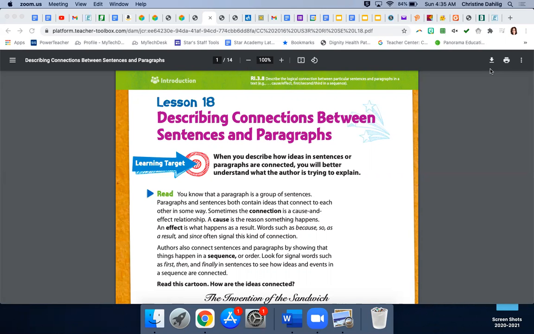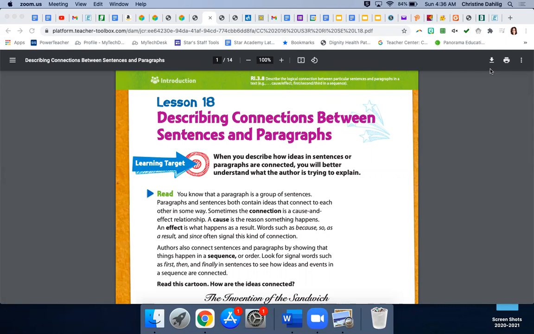organize information. Authors often use common organizational patterns like sequencing and cause and effect. And again, cause, to review, is the reason something happens, and effect is what happens as a result. Authors use these organizational patterns and details to make it easier for readers to understand what they're reading. Readers who recognize these patterns can predict what might come next in the text and adjust their reading accordingly.